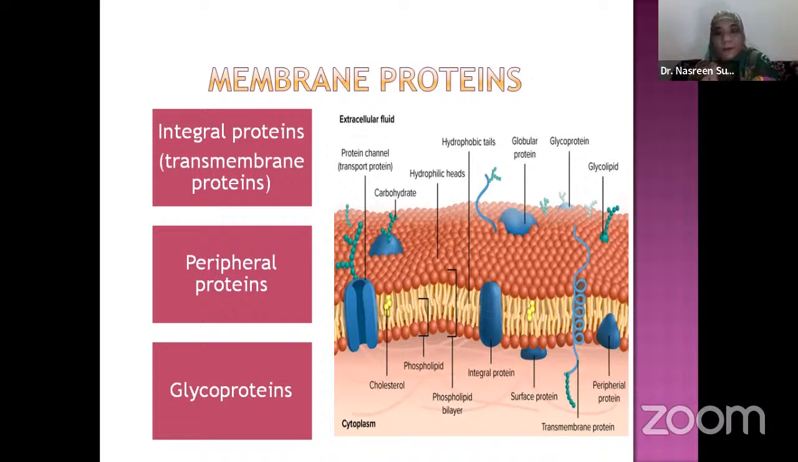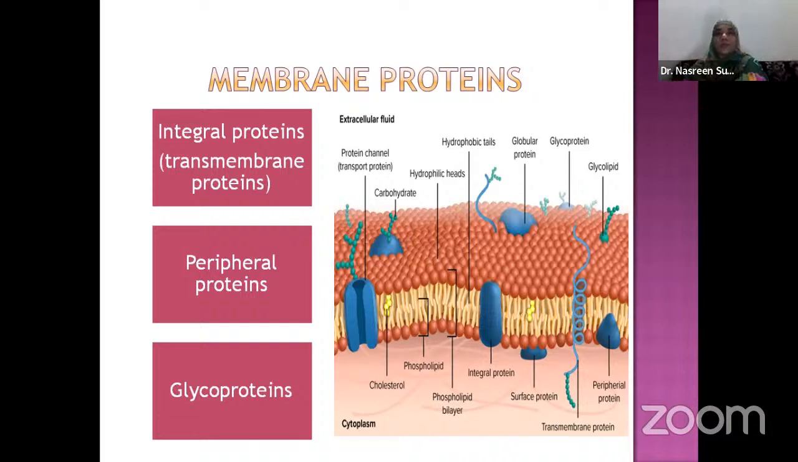Now we have seen phospholipids, right? Along with the phospholipids, there are different kinds of membrane proteins which are embedded in the plasma membrane. You can see here, these blue colored structures are all membrane proteins. So these membrane proteins in the plasma membrane are of three types. The first one is integral proteins, also called transmembrane proteins.